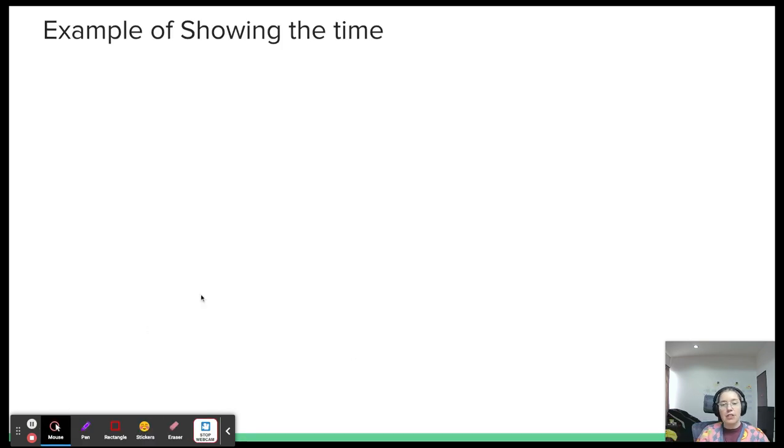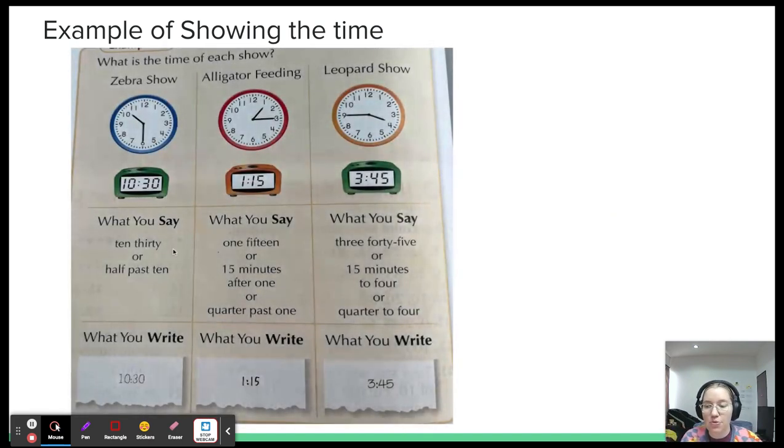Now, an example of showing the time. There are 3 different ways that you can show the time. This picture is going to show you 3 different ways, and I will explain them. The first way is through an analog clock, so showing it on a clock like this. This clock right here is just a little bit after the 10 into the 30, so I know that this is 10:30. That is way number 1.